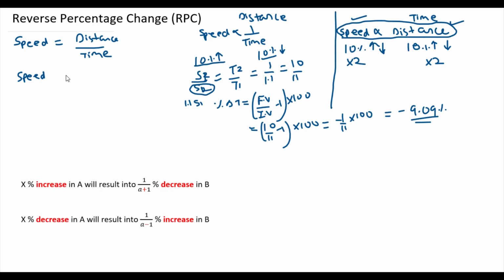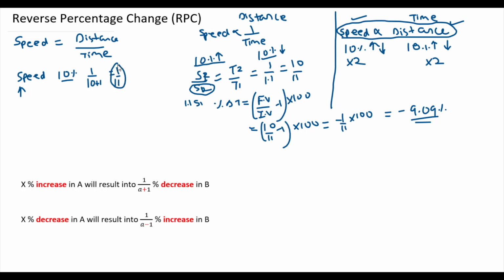So in this case, what has happened? Let's see that. Speed has increased by 10%. So in ratio form, what is the value of 10%? It is 1 by 10. Now since the speed is increasing, what we will do is increase the denominator by 1. So we will get 1 by 11.